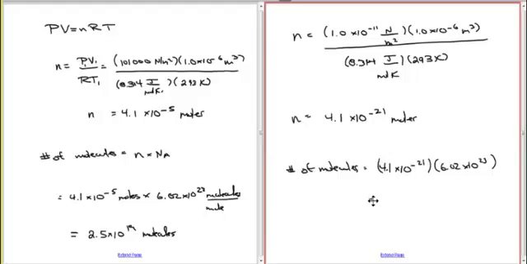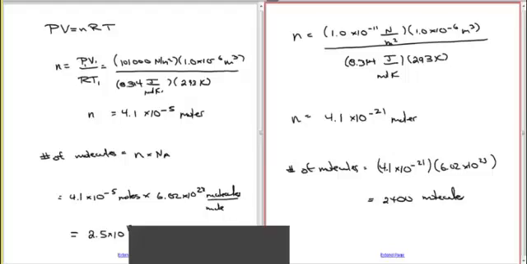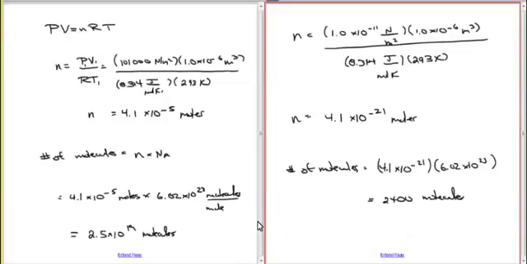And we get about 2,400 molecules. So there's a few molecules in there, there's not a whole lot. Let me double check my answer. I think I got that right. Okay, that's it.